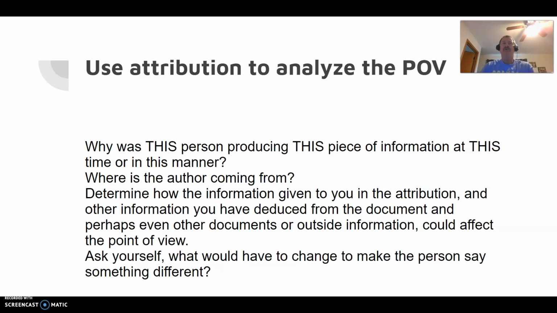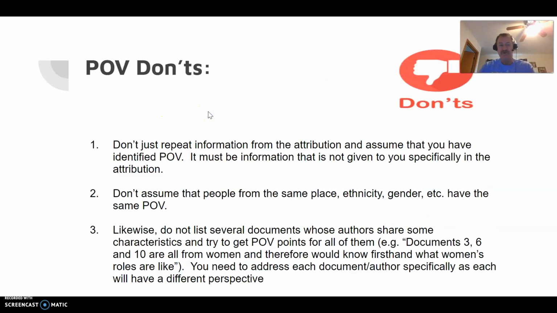So I'm sitting there thinking about the situation, I'm thinking about the document. Well, if this was this and this was that, the document would be different. So what would have to change to make the person say something different? That's kind of an interesting point to think about. So use the attribution, use the source to come up with the information.